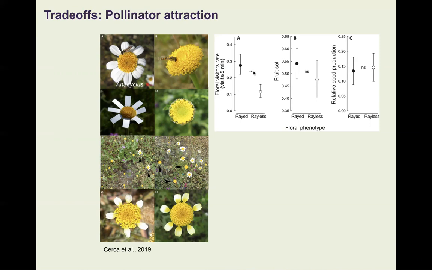So this 3 stars means that there's about a 1 in 1,000 chance that this would have happened by random. Big effect: flowers with the white rays had more flower visitors. Flowers with the white rays set more fruits, although it says non-significant, so I guess I shouldn't make too much of a comment on that. More, but not significantly different. Number of fruits, number of seeds, also not a significant difference, but definitely more flower visitors.